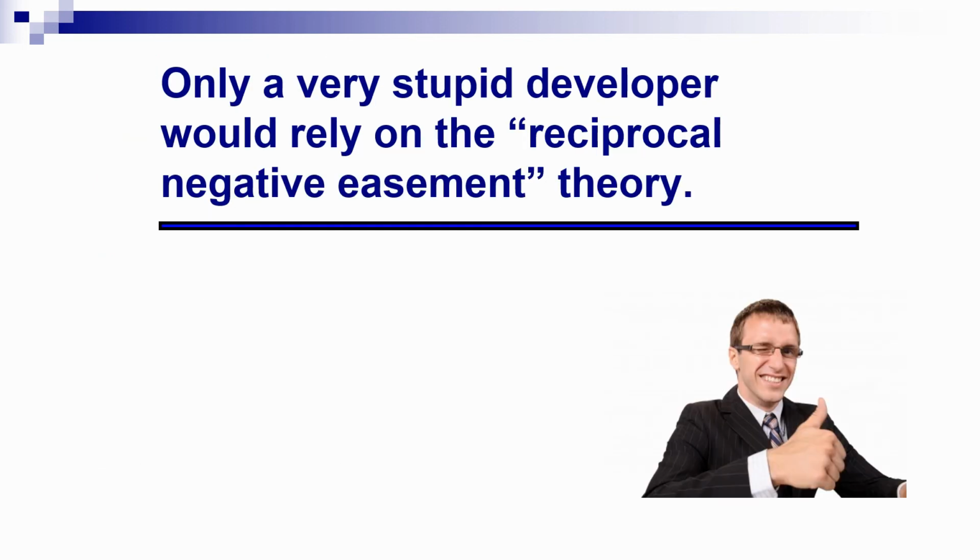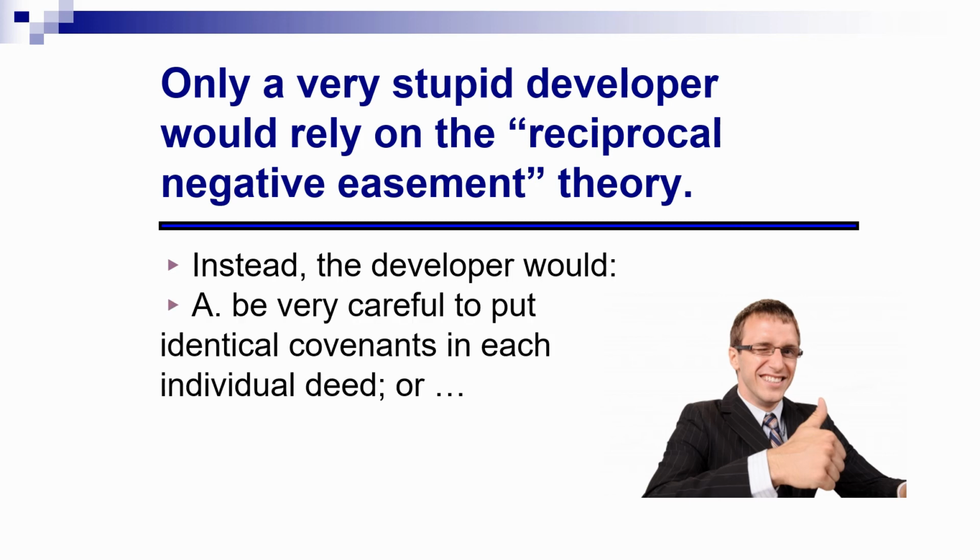Now, this reciprocal negative easement or implied covenant theory is really designed only for careless or stupid developers, and only a very stupid developer would rely on it. Instead, what the developer would do if the developer were more careful is A, be very careful to put identical covenants in the deed of each individual lot. Make sure the covenants are all alike and that every single deed includes them.